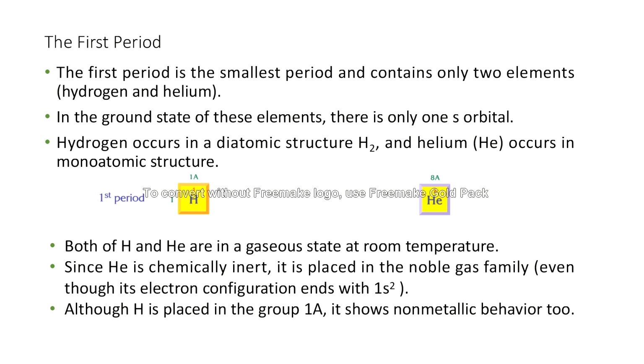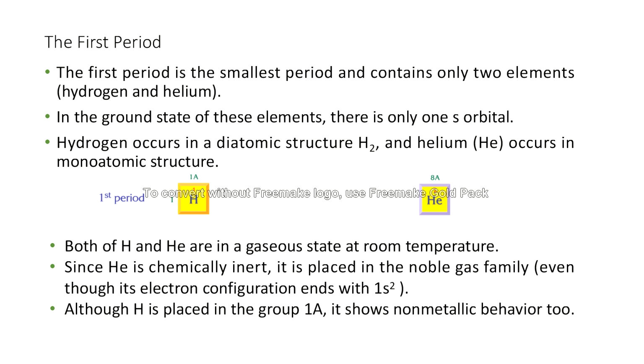Okay, in the ground state, those 2 elements have only s orbital. There is no p, d, or f orbital in hydrogen or helium, only s orbital. Both helium and hydrogen are in the gaseous state at room temperature. Helium is a chemically inert gas.